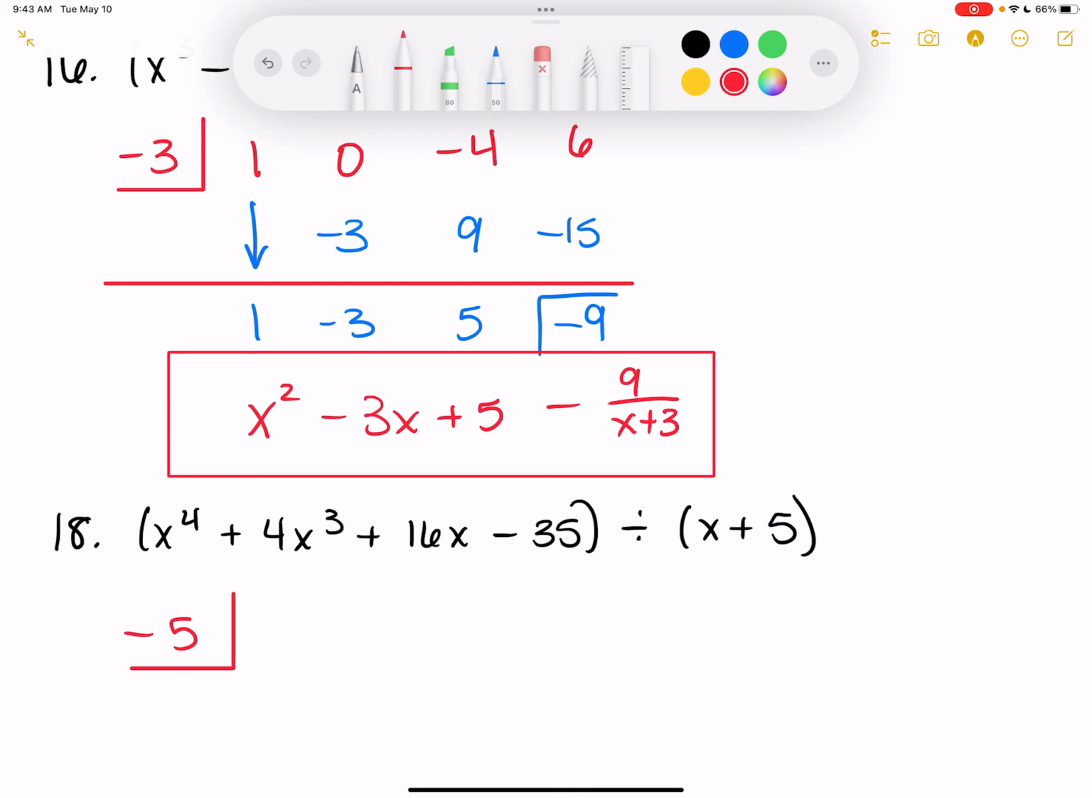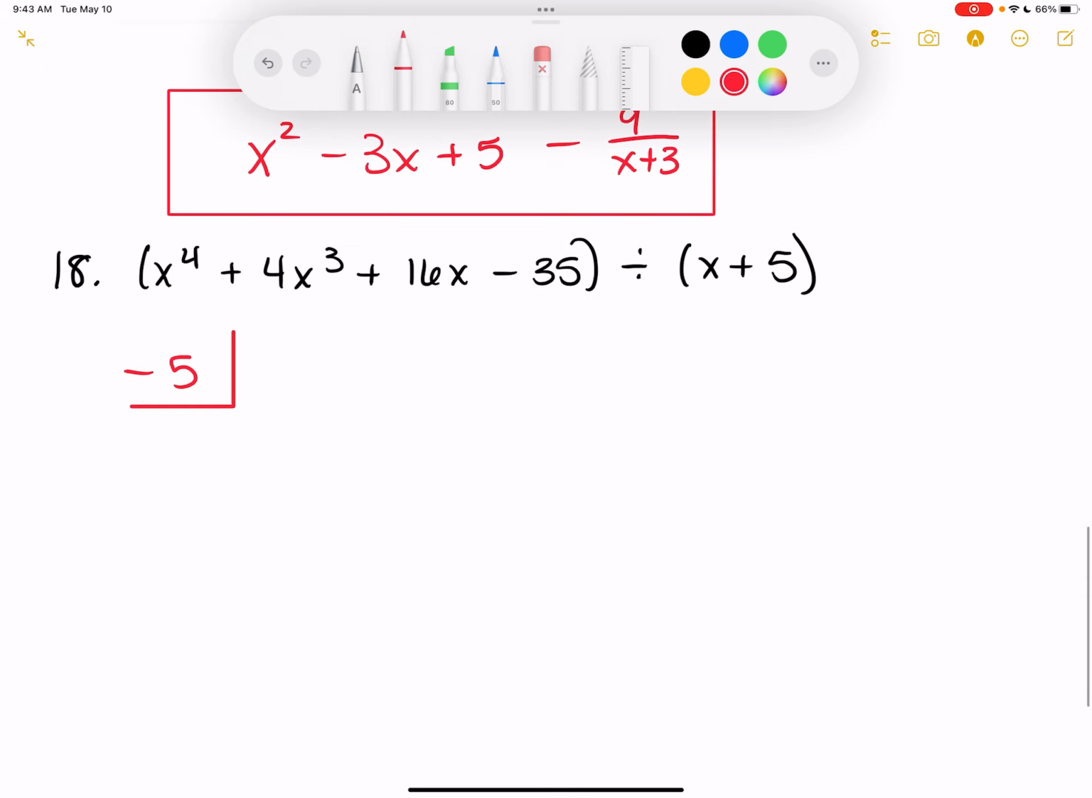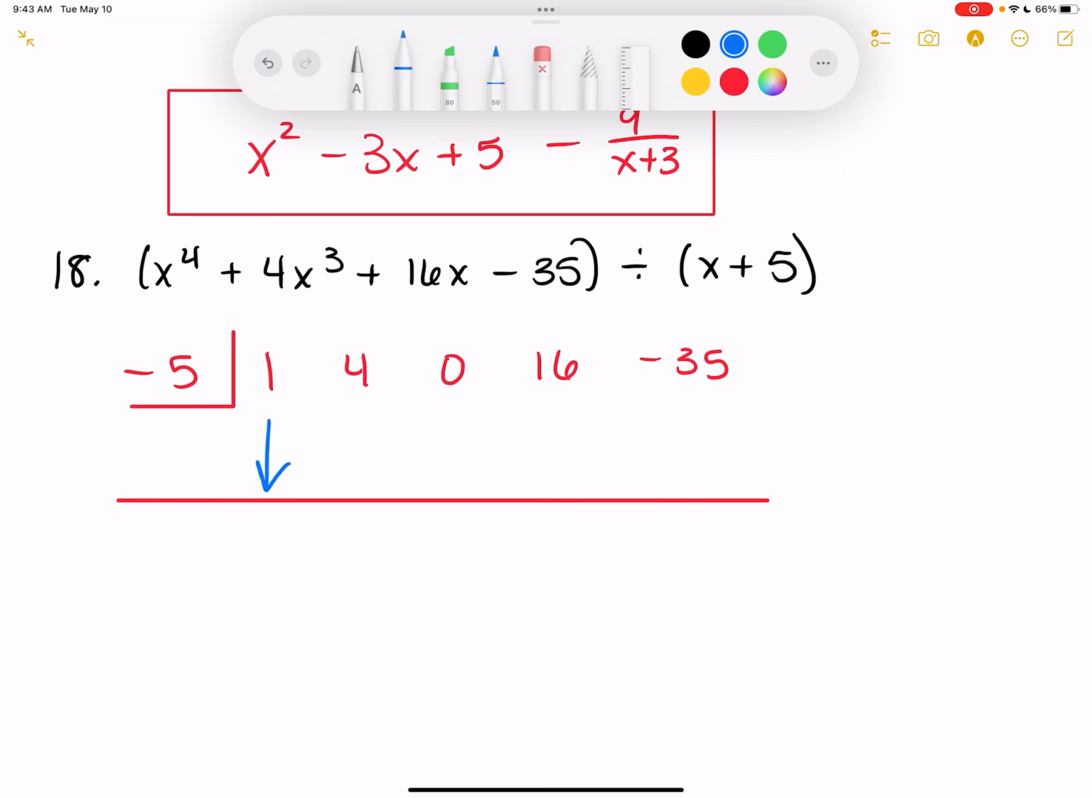Y'all can tell me what to put whenever you got it. I got it. That's the remaining. Okay, I'm waiting on somebody to tell me what to fill in here. One, 4, 0, 16, negative 35. All right. Well, since you did it, just tell me what I need to write where.